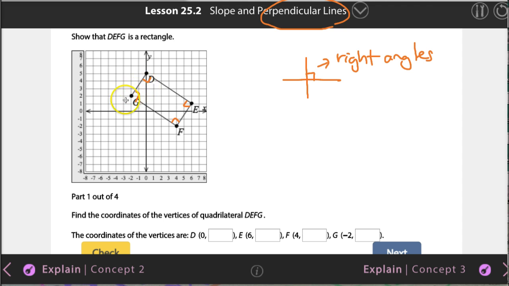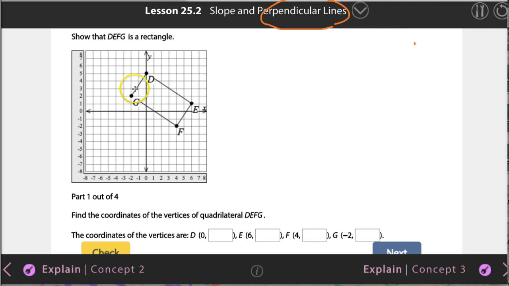We're going to find the slope of this line, that line, that line, and that line, and make sure that they are perpendicular to each other. So to prove that this is a rectangle, we have to prove that all four angles are right angles. And to prove that they are all right angles, we just have to prove that this line and this line are perpendicular to each other. Same thing here and here, here and there, here and there. Okay, so let's go ahead and find the slope.